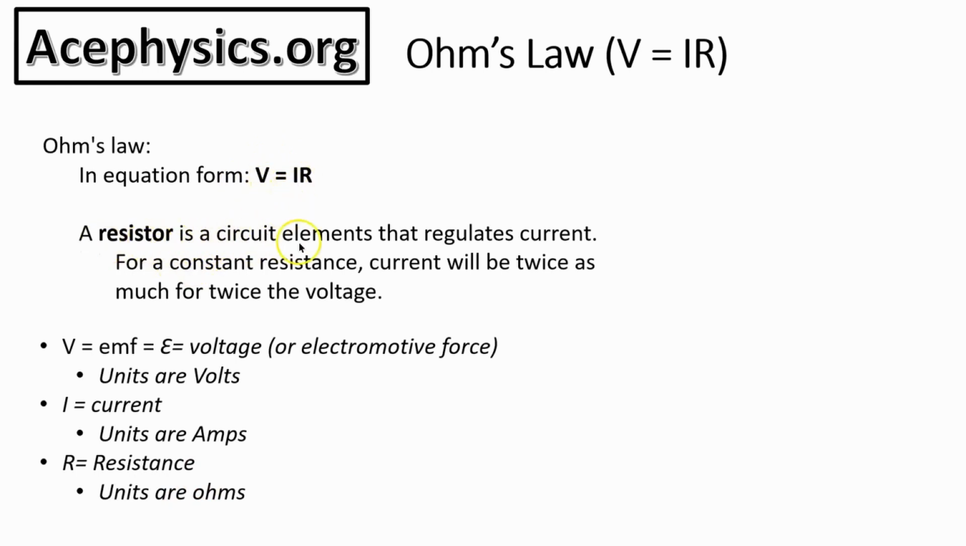A resistor is a circuit element that regulates current. For a constant resistance, current will be twice as much for twice the voltage. So here's a situation where there's a resistor and there's some voltage over the resistor. I've put 4 negative charges here and 4 positive charges here. These positive charges want to move across the resistor and get to the negative charges, and they're pushed by the other 3 positive charges and pulled by these 4 negative charges.